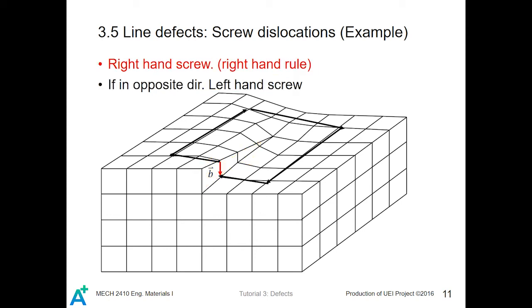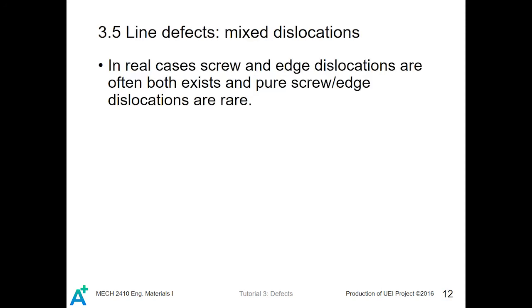Using the right hand rule, clockwise will represent a downward direction, as given by the right-hand rule. And that means the screw itself is a right-hand screw. If it is in the opposite direction, definitely it is a left-hand screw. In real cases, screw and edge dislocations often both exist, and pure screw or edge dislocations are rare.